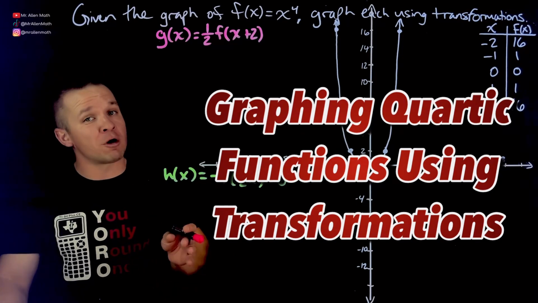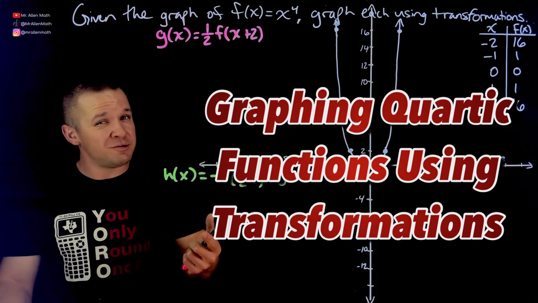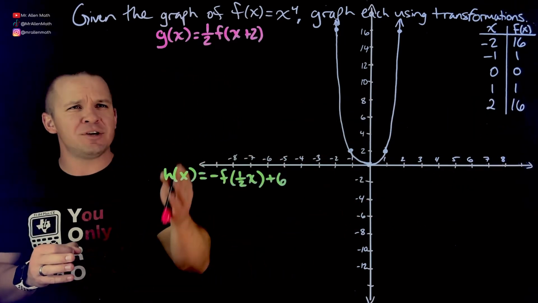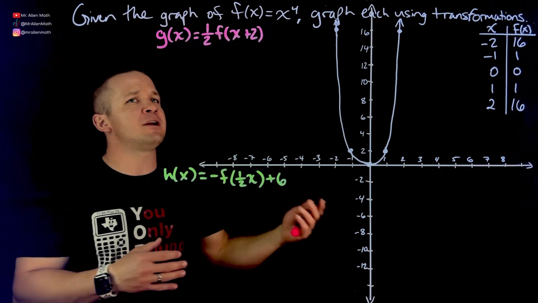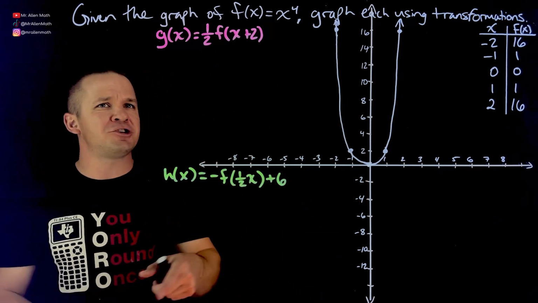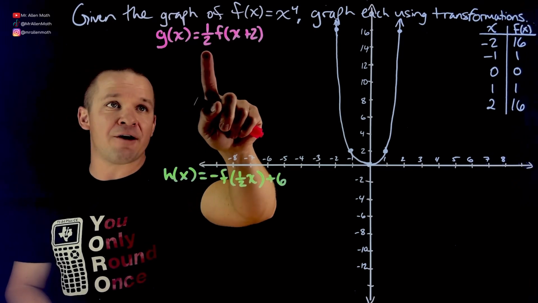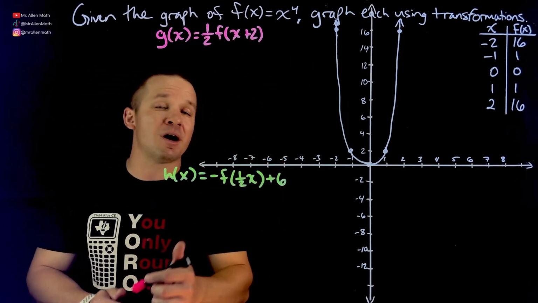Going to graph a couple quartic functions in this video, but we're going to do so using our parent function and transformations. And these functions are written in a rather interesting way. In fact, they use function notation on the right-hand side. So what does that mean? Well, I'm just going to apply my 1/2 outside of the function and the +2 on the inside.